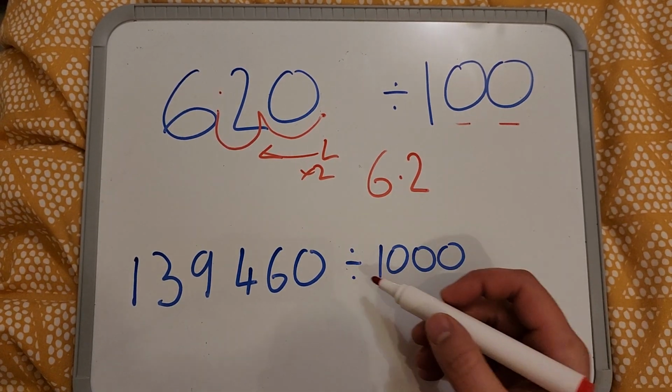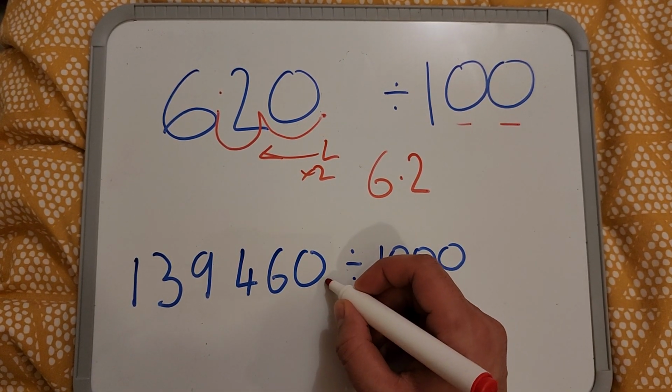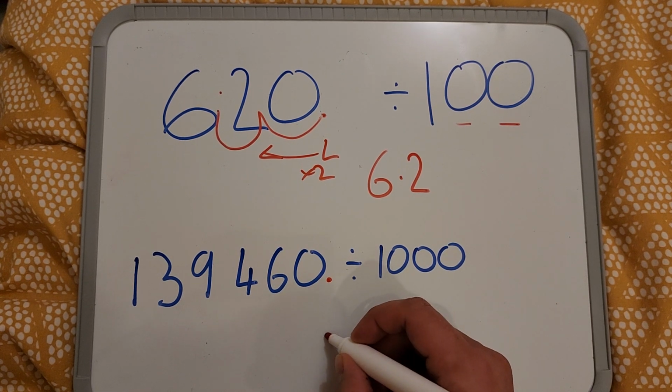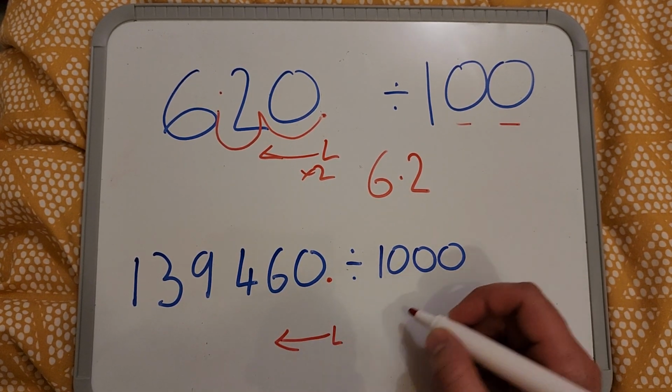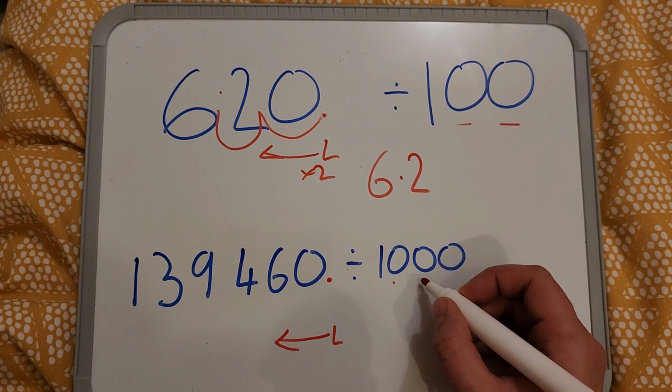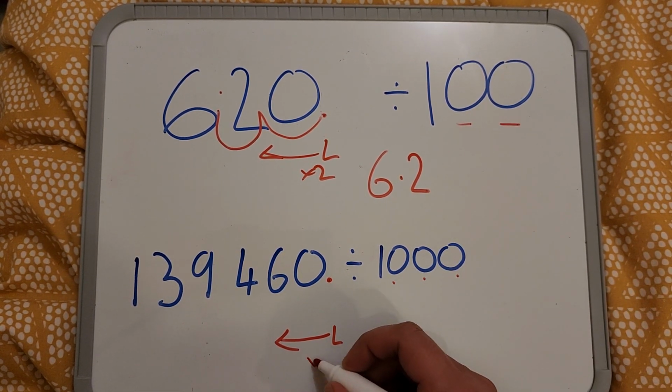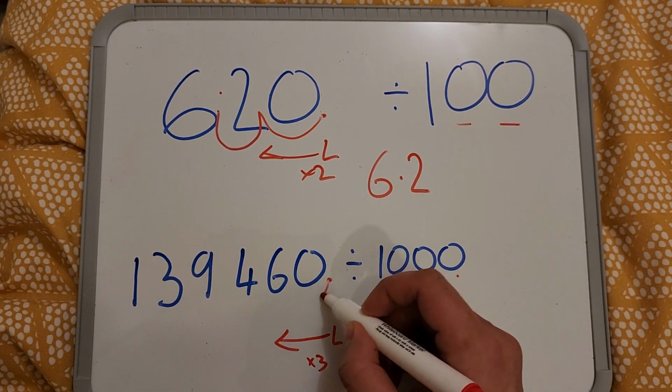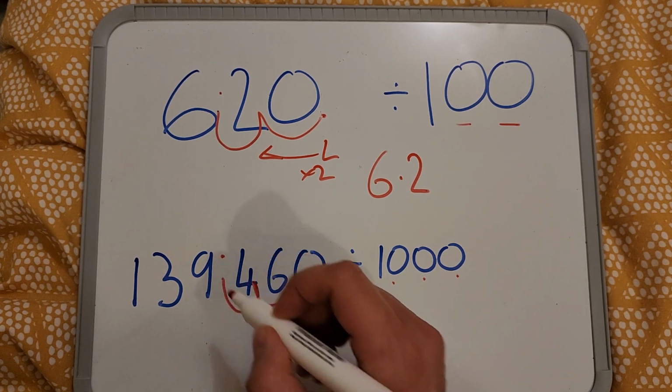So now here with this next one, we can see we are dividing. So again, we're starting the decimal place here. We're moving to the left, most definitely. How many places? Well, 1, 2, and 3. So we're moving to the left 3 places. So that's 1, 2, and 3.